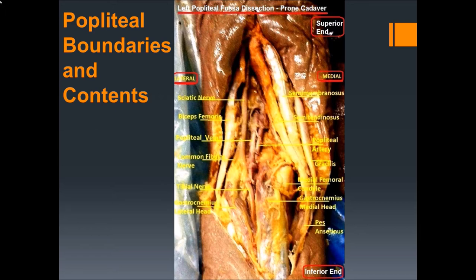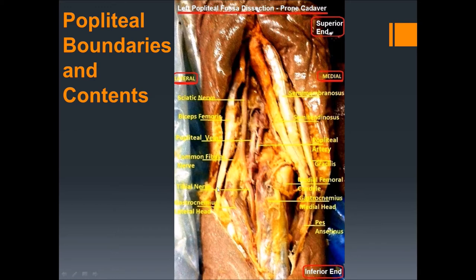So let's first give a quick overview of the anatomy of the popliteal fossa. As all of you know, this is a quadrangular space on the back of the knee. Therefore, it has a supralateral and a supramedial boundary, and an infralateral and an inframedial boundary. This is a prone cadaver, and the left leg of the cadaver is being seen here. This is the upper end of the cadaver, this is the lower foot end, this is the lateral aspect, this is the medial side. The cadaver is prone, and this is the left side.